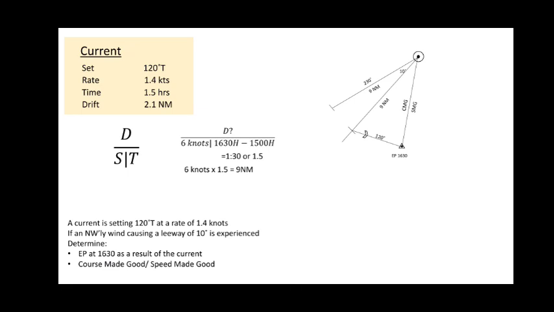For our current, it is setting 120 degrees T at the rate of 1.4. If an NW wind causing a leeway of 10 degrees is experienced, determine the EP at 1630 as a result of the current, and our course made good and speed made good. So this is the illustration to be clear to everyone how to solve this problem.